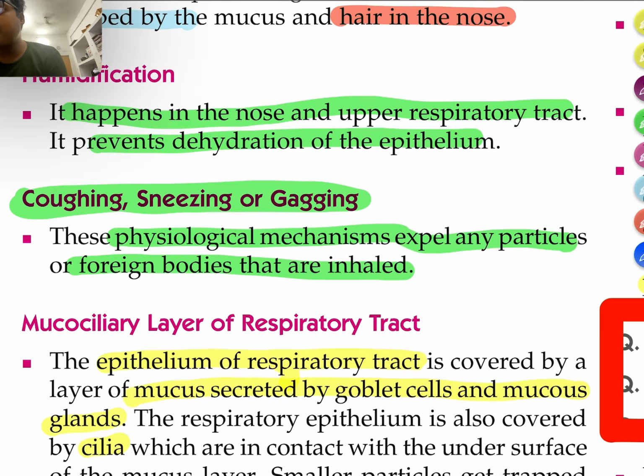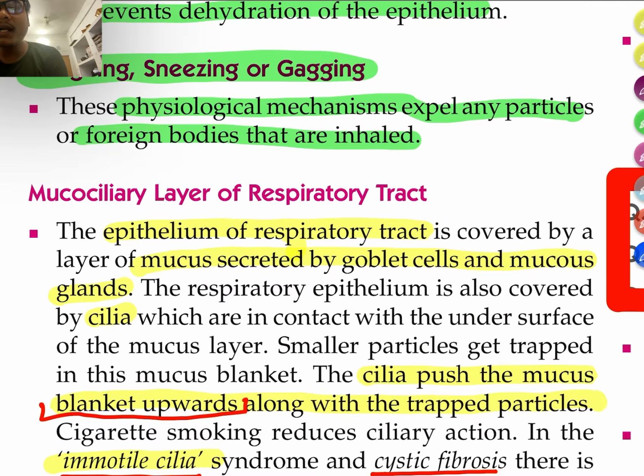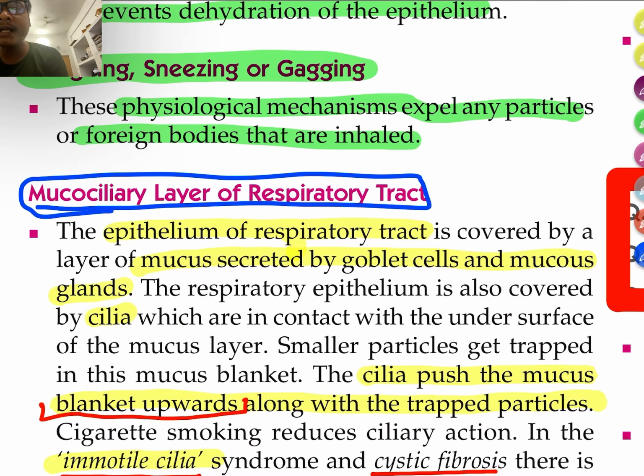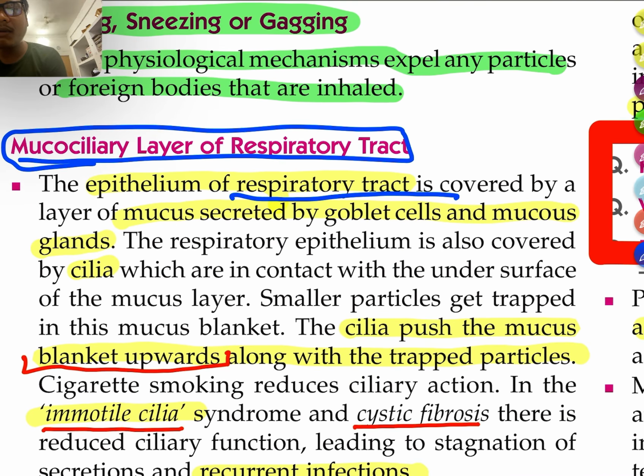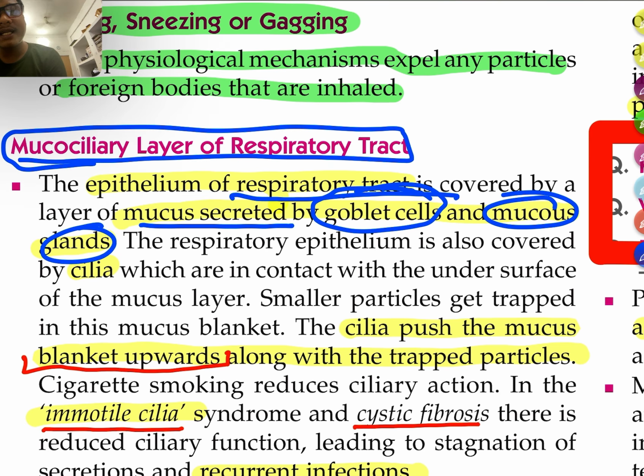Okay, and after that, what is the mucociliary layer in our respiratory tract? The epithelium of the respiratory tract is covered by a layer of mucus secreted by the goblet cells and the mucus glands. So you have to remember that there are two: first is the goblet cell, second is the mucus gland. These are the two that secrete the mucus.